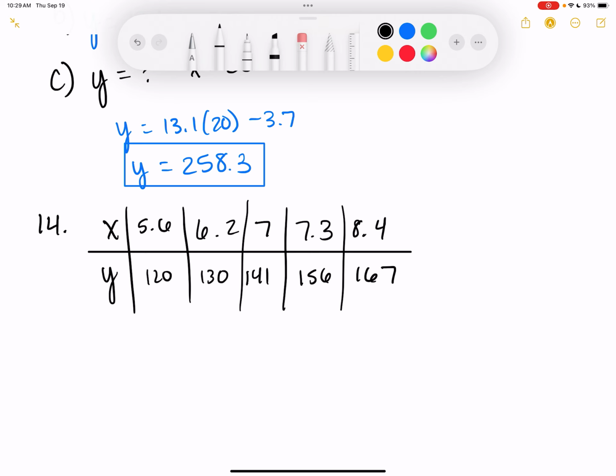All right, make sure it's on. Make sure you've chosen the scatter plot, which is the first option. Make sure you've got L1 and L2. Choose your mark, choose your color, whatever. Now, when I hit zoom, which option am I looking for? Zoom 9, which is zoom stat.